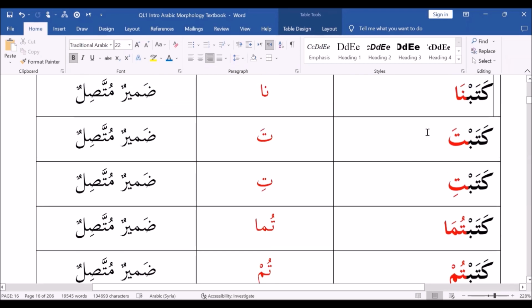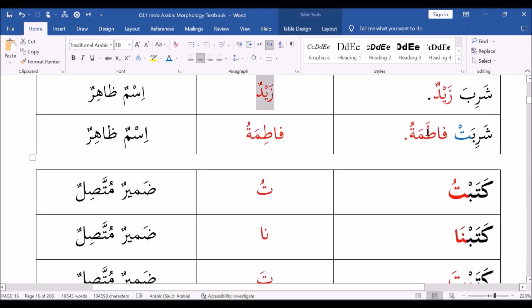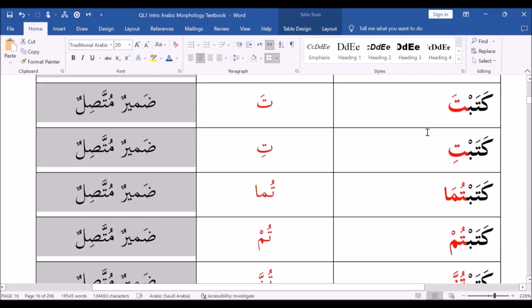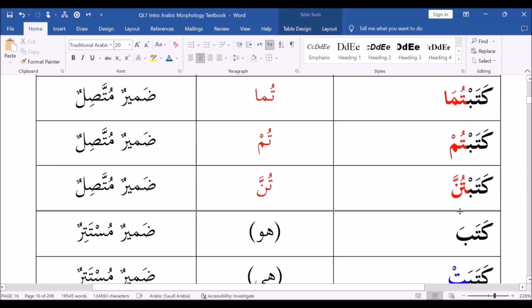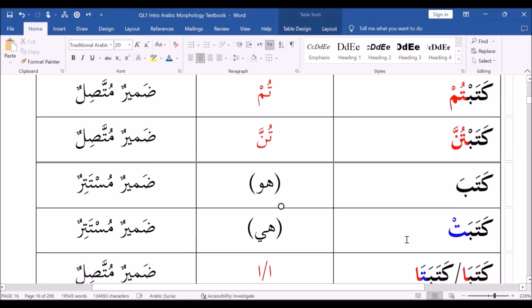In all of these, up until now, we see the fa'il in red. We see the fa'il as ismun zahirun, and we see the fa'il as damir muttasil, damir muttasil, and then boom, it's no longer damir muttasil. There's no red. It's damirun mustatir. Mustatir means hidden. It's a hidden pronoun. Damirun mustatirun means hidden pronoun.